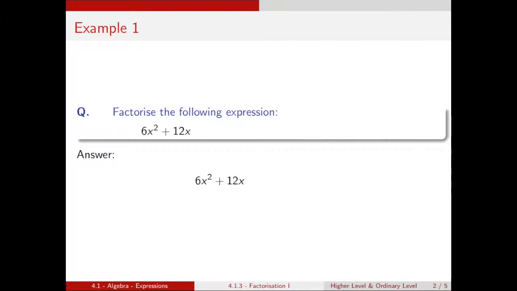So if I take a 6x out of 6x squared, I'm left with an x, because 6x by x is 6x squared. And if I take a 6x out of 12x, I'm left with a 2, because 6x by 2 is 12x. And I'm done.